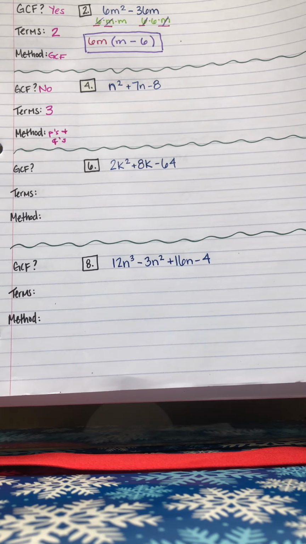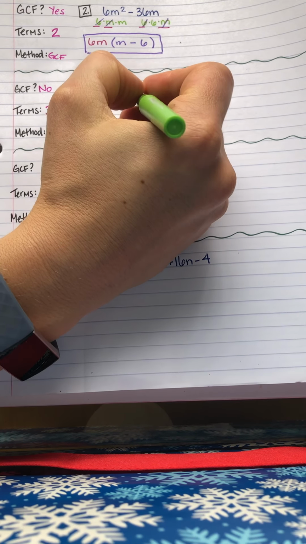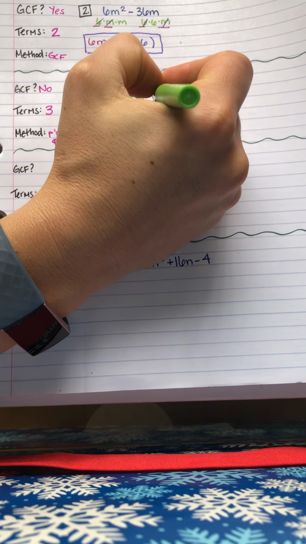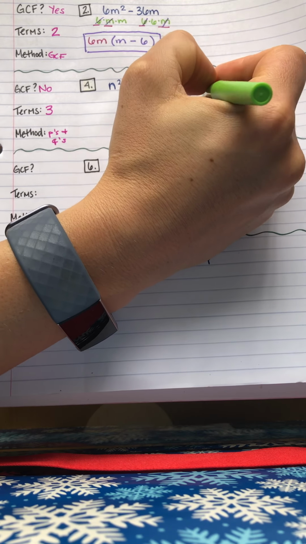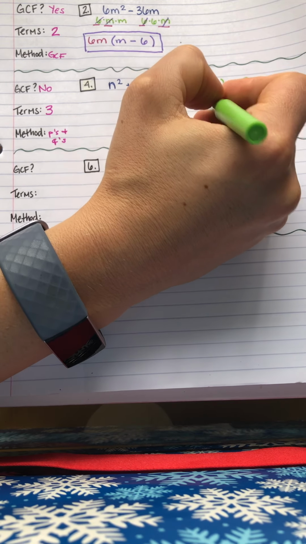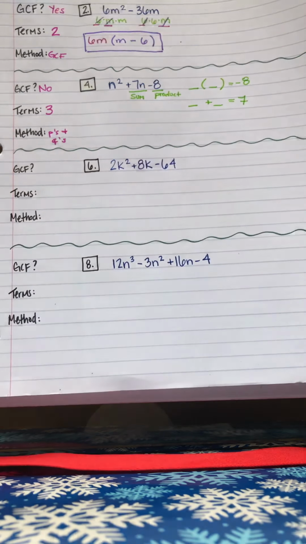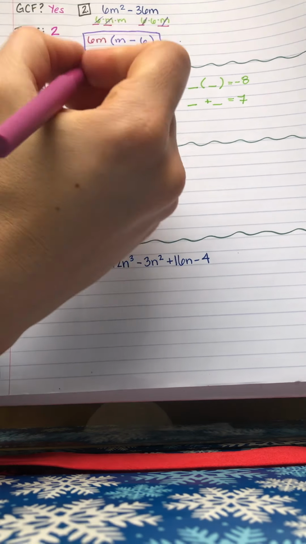So for P's and Q's, we just play the game. What 2 numbers have a sum of the middle term and a product of the last term? So in other words, what times what is negative 8, that when I add them together, I get 7. While you're thinking about what those might be, I'm going to go ahead and set up our answer here.